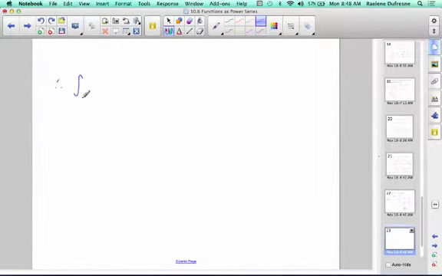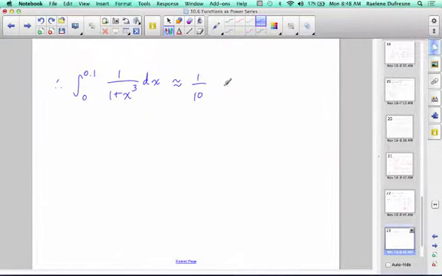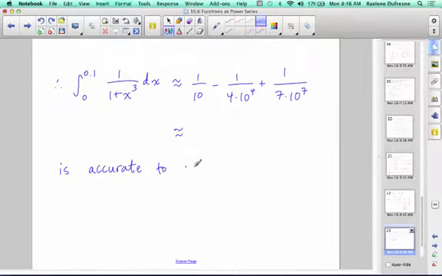Therefore, the integral from 0 to 0.1 of 1 over 1 plus x cubed dx is approximately the first three terms that we had just put a box around. 1 over 10 minus 1 over 4 times 10 to the 4 plus 1 over 7 times 10 to the 7, which we can approximate as a decimal, is accurate to within 10 to the negative 9.